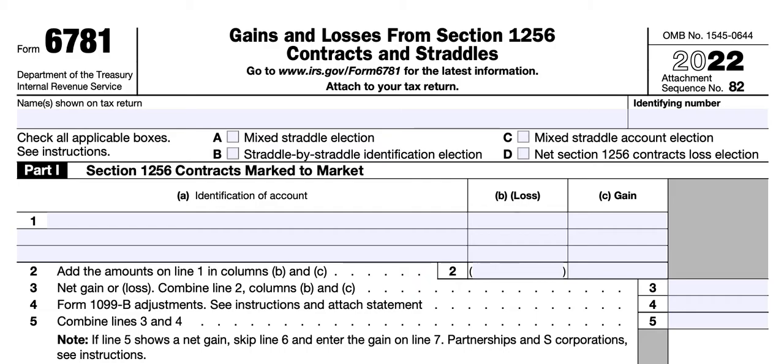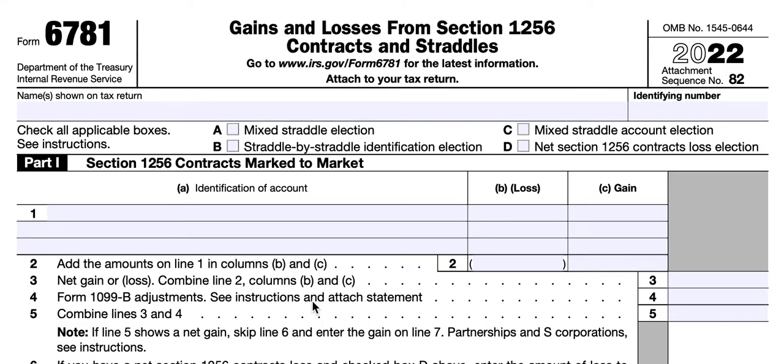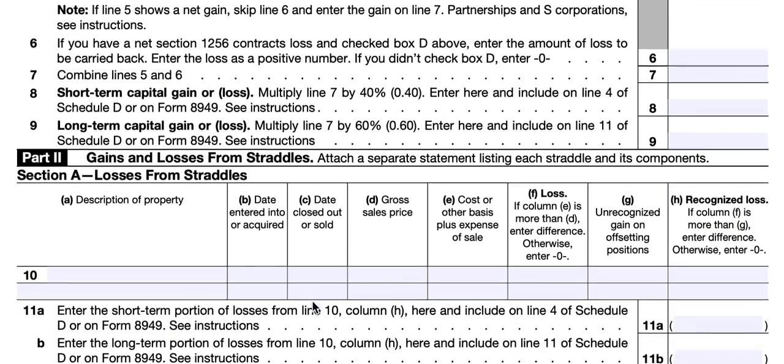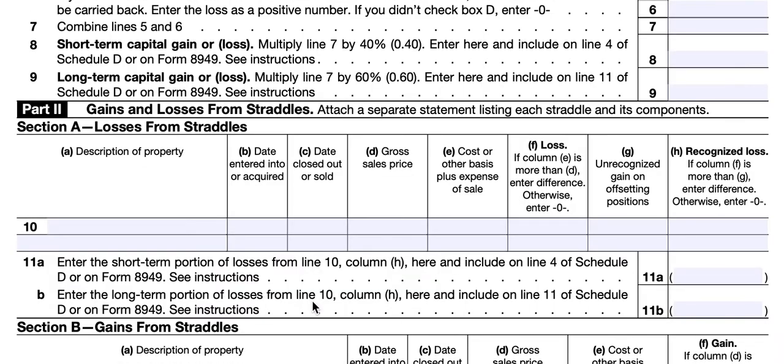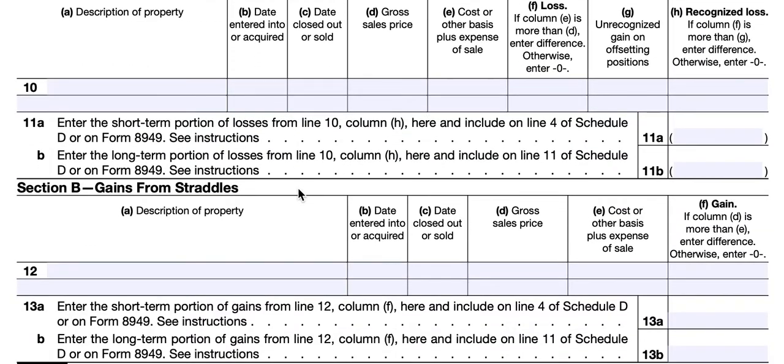Let's briefly take a look at the form, and then we'll walk through some of the terminology. Part one is the section that reports Section 1256 contracts mark to market. In part two, we report gains and losses from straddles. In section A of part two, we'll be reporting losses from straddles. In section B, we'll be reporting gains on straddles, and then they'll go either on Schedule D or on IRS Form 8949, depending on your situation.